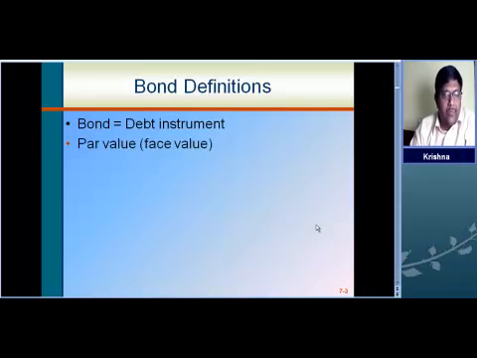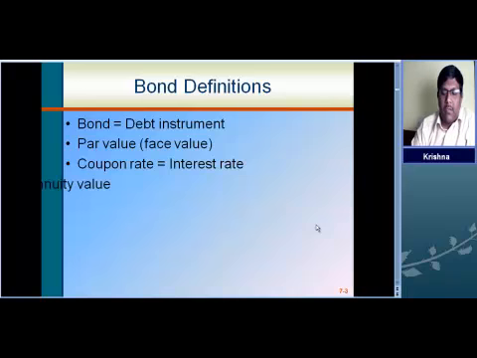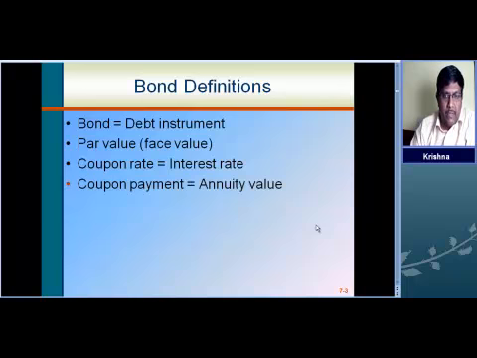Par value or face value. Just like a share has a face value of 100, the bond also has a face value. For example, a 1000 rupees bond means that the face value of the bond is 1000 rupees. Coupon rate is nothing but the interest rate. At predefined intervals, the coupon amount will be given to the investor.